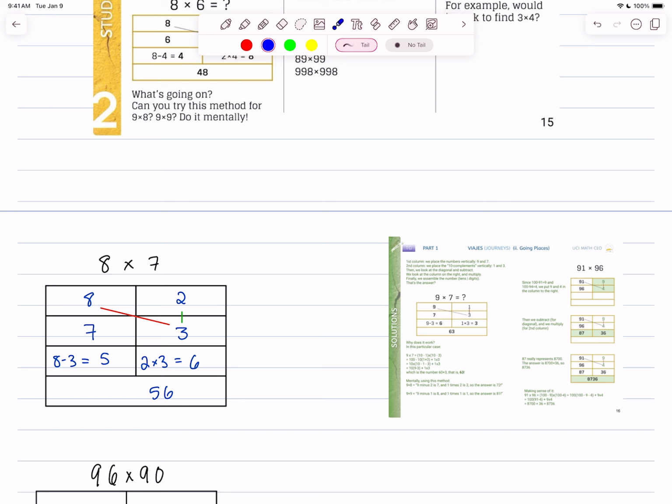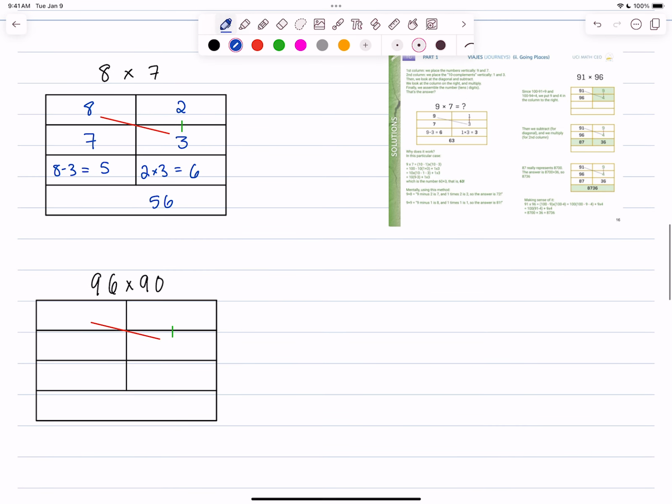Okay, let's try this with some bigger numbers. Let's take a look at 96 times 90. So again, our two numbers go here, 96 and 90, in those top left boxes. And we write down their deficits. Now, the smallest power of 10 that's above both of these numbers is 100. So we write down their deficits from 100. So 96 requires 4 more to get to 100, and 90 requires 10. So those are their deficits.